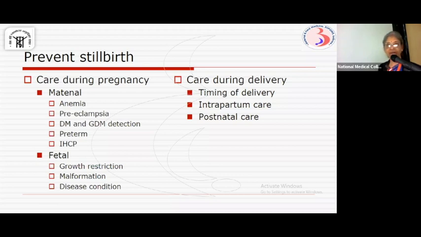So preterm and IHCP, intrahepatic cholestasis of pregnancy, in one of our cases it was along with chronic hypertension. We try to deliver them not beyond 37 weeks. Sometimes maybe before 37 weeks, there are some studies saying that if bile acids are more than 100, then you deliver even before that. Fetal growth restriction will be in our next section, along with malformation and disease conditions.